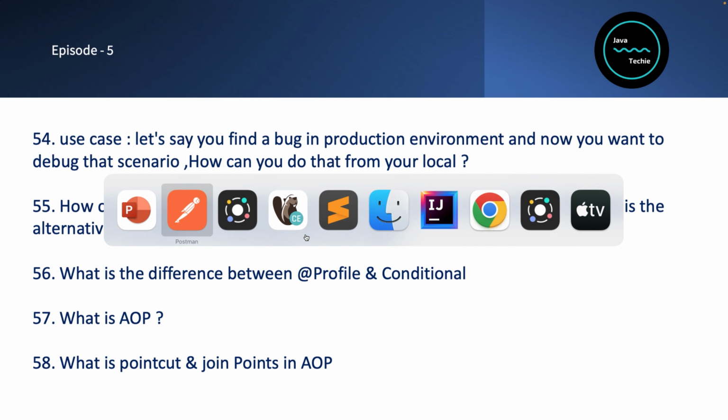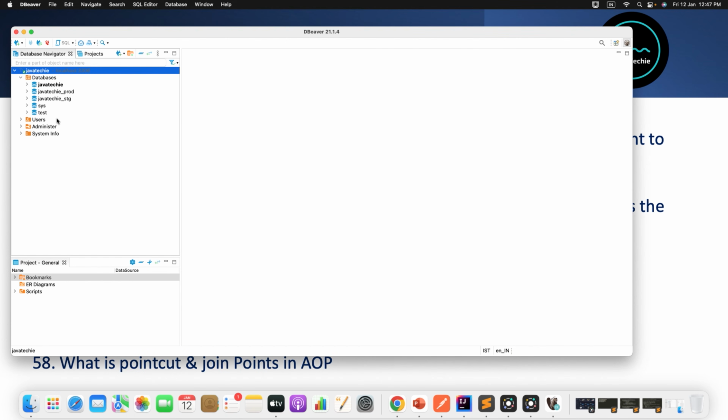Since I don't have multiple databases, I have created three different schemas. Can you see here? Java Techie, Java Techie prod schema and Java Techie stage schema. Since I want to debug in production, I want the prod schema to be loaded, and if I do any operation, things will be performed in that particular schema.